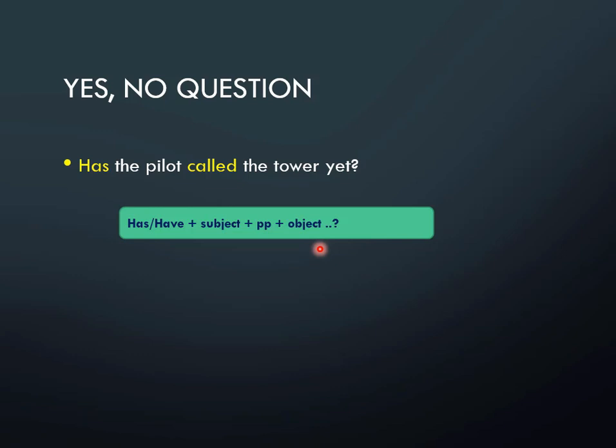We should use has or have. After that, the subject of the sentence, the PP (past participle), and the object. How can we change this into passive? We should write has or have, the helping verb, at the beginning.